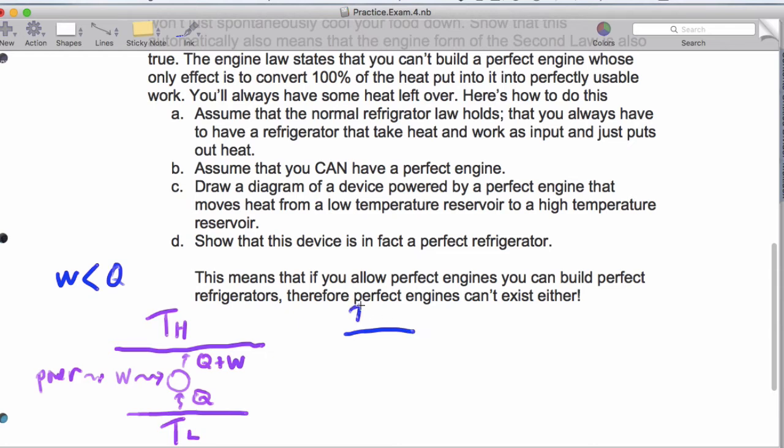So I'm going to take a high temperature reservoir, and I'm going to take an amount of work equal to, I'm going to call this Q1, and I'm going to set it equal to the exact amount of work that I want to power my refrigerator. So I have my engine, and it's going to spit out this Q1 that's equal to work, to convert all of that Q1 directly into work, and absolutely nothing goes into the low temperature reservoir.